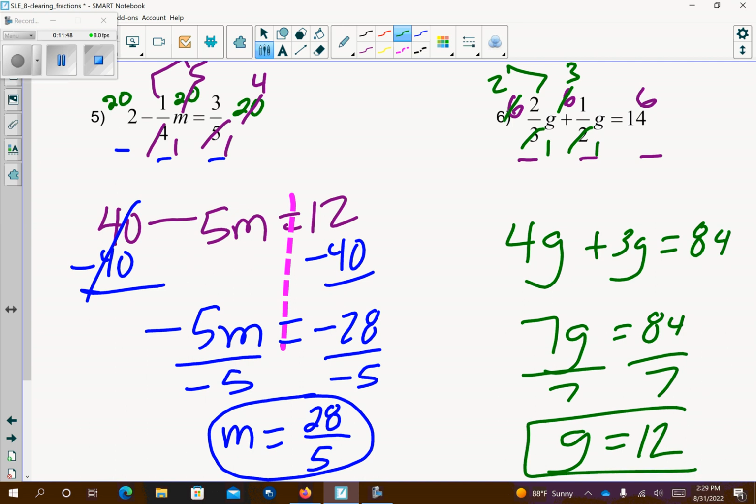And there's my answer. Okay, we'll have the next set of homework available in the first part of tomorrow's lesson. But remember, if you look on Schoology, you can get the odd answers to the homework, which will be SLE number 8. So find the folder and find that video.